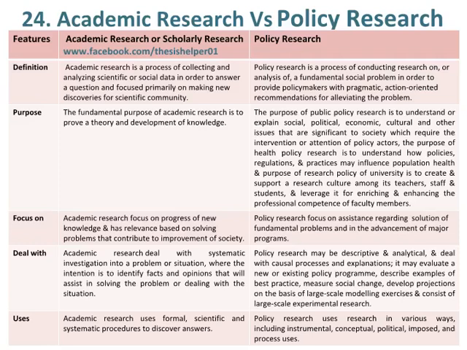It may evaluate a new or existing policy program, describe examples of best practice, measure social change, develop projections on the basis of large-scale modeling exercises, and consist of large-scale experimental research. Academic research uses formal, scientific and systematic procedures to discover answers, whereas policy research uses research in various ways, including instrumental, conceptual, political, imposed, and process uses.